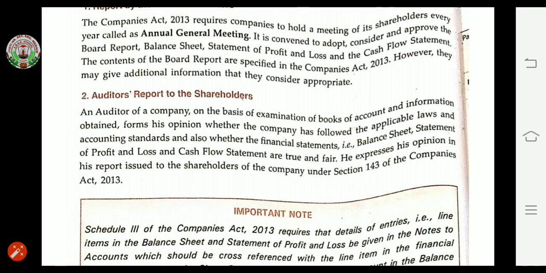To audit or to examine the books of accounts, and after examining that books of accounts and the information which is obtained from that books, he is making his opinion regarding whether that particular company is following all applicable laws or not, whether they are following all accounting standards or not, and that financial statement, that is balance sheet, statement of profit and loss account, are true or not.